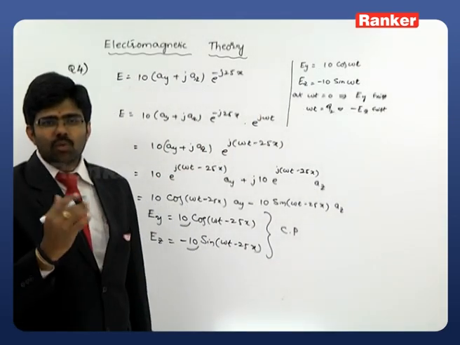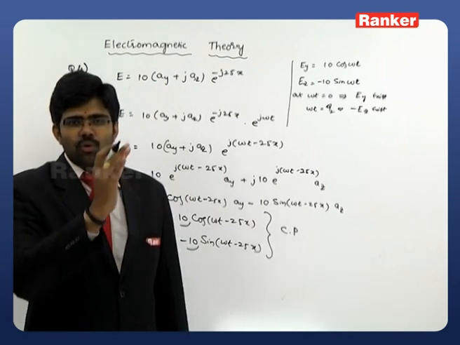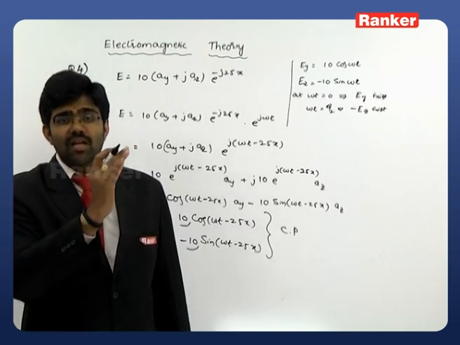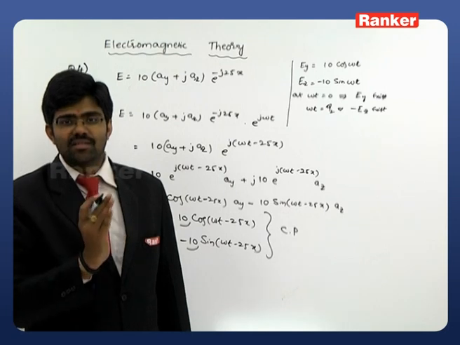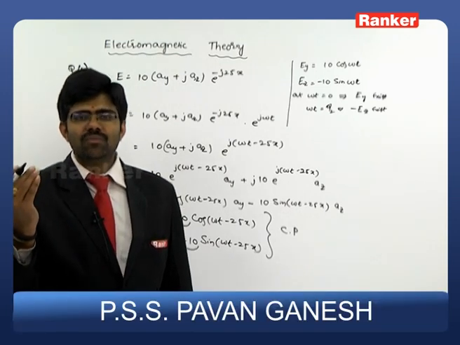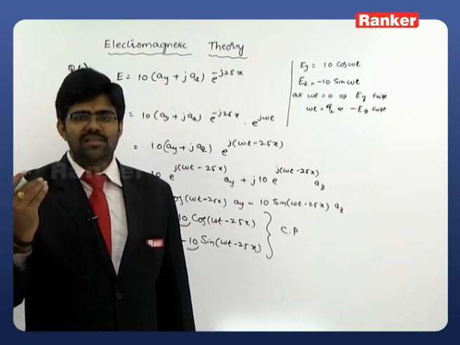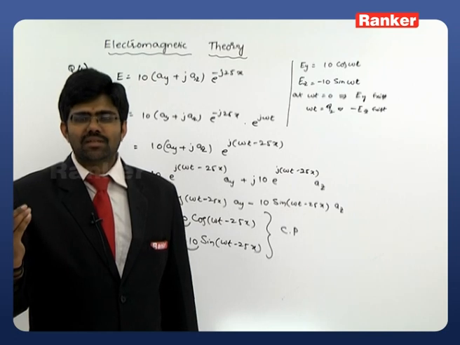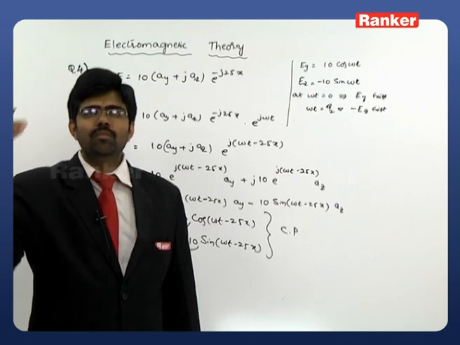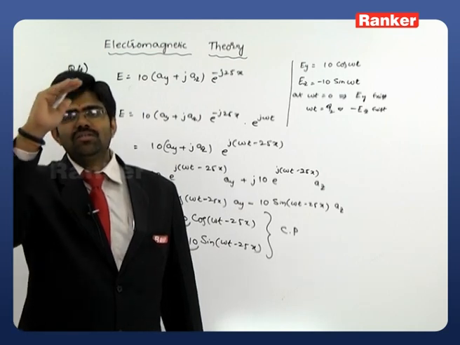And clearly observe what's happening here. At the initial time, that is at t equals 0, Ey will exist. As the time moves on, minus Ez will exist. So what you can say is the vector is taking a rotation from y to negative z. You can say the same statement like this: the vector is taking rotation from z to y, right? Y to negative z or z to y.